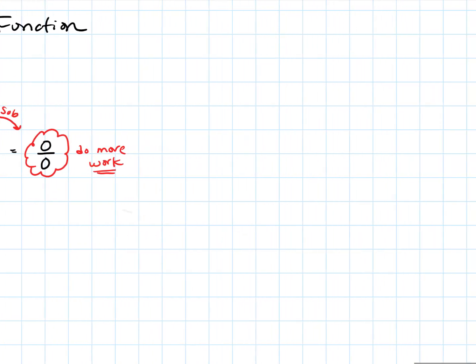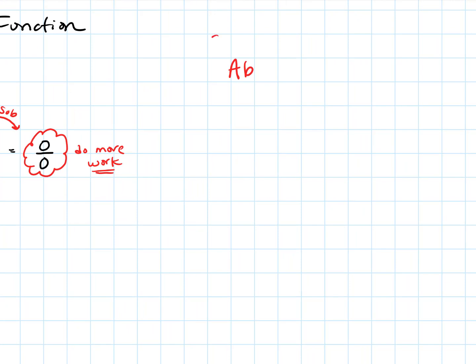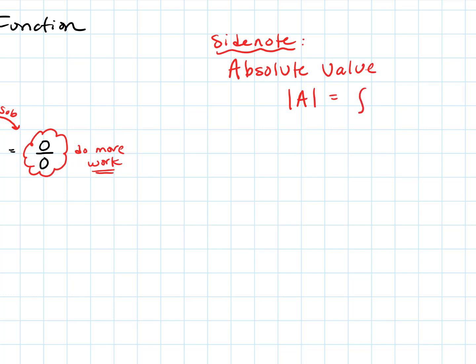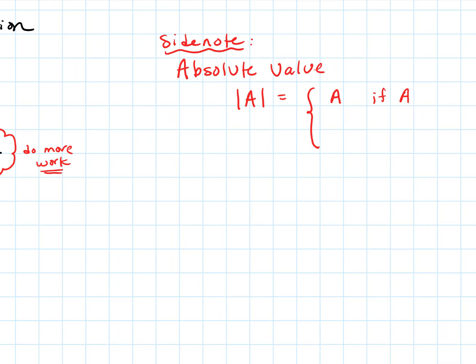So let's talk about that. First of all, let's just talk about absolute value for a second. So, side note here, review on absolute value. Absolute value is defined in pieces. The absolute value of A, and I just use A to mean anything, it doesn't matter if this is an expression or a number, the absolute value of some quantity A is actually two pieces. It's equal to A if that quantity is greater than or equal to 0, and it's equal to the opposite of A if A is less than 0.